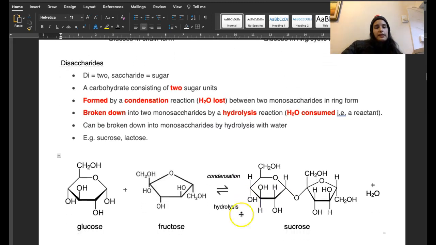Then we move on to disaccharides. Di meaning two, saccharide sugar. So it's a carbohydrate unit consisting of two sugar units. Now, this is actually formed by a condensation reaction. A condensation reaction is where you lose water between two monosaccharides.